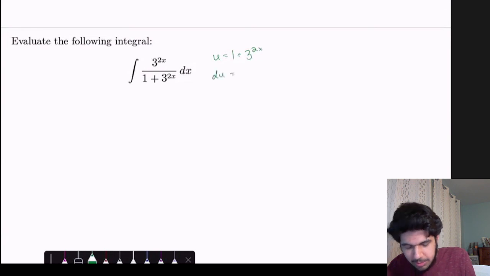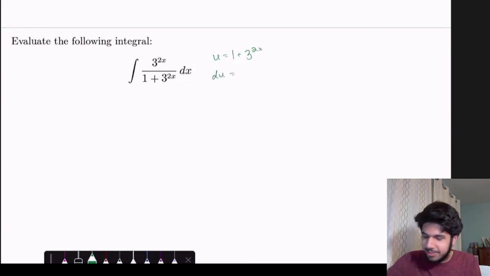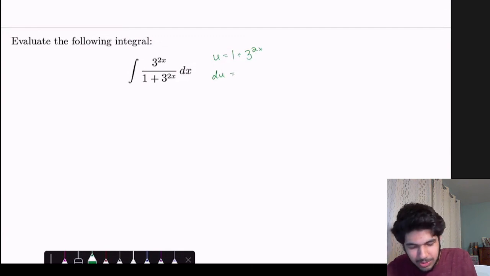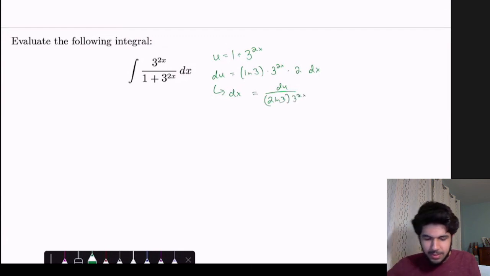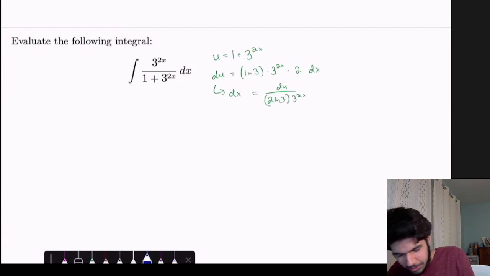So du equals, well, what's the derivative of 1? That's 0. Derivative of 3 to the 2x, we can use the property that we just learned. So that would be ln of 3 times 3 to the 2x times the derivative of 2x, which is 2, dx. Let's just rewrite that. dx equals du over 2 ln of 3 times 3 to the 2x. And see what happens when we plug it back in.